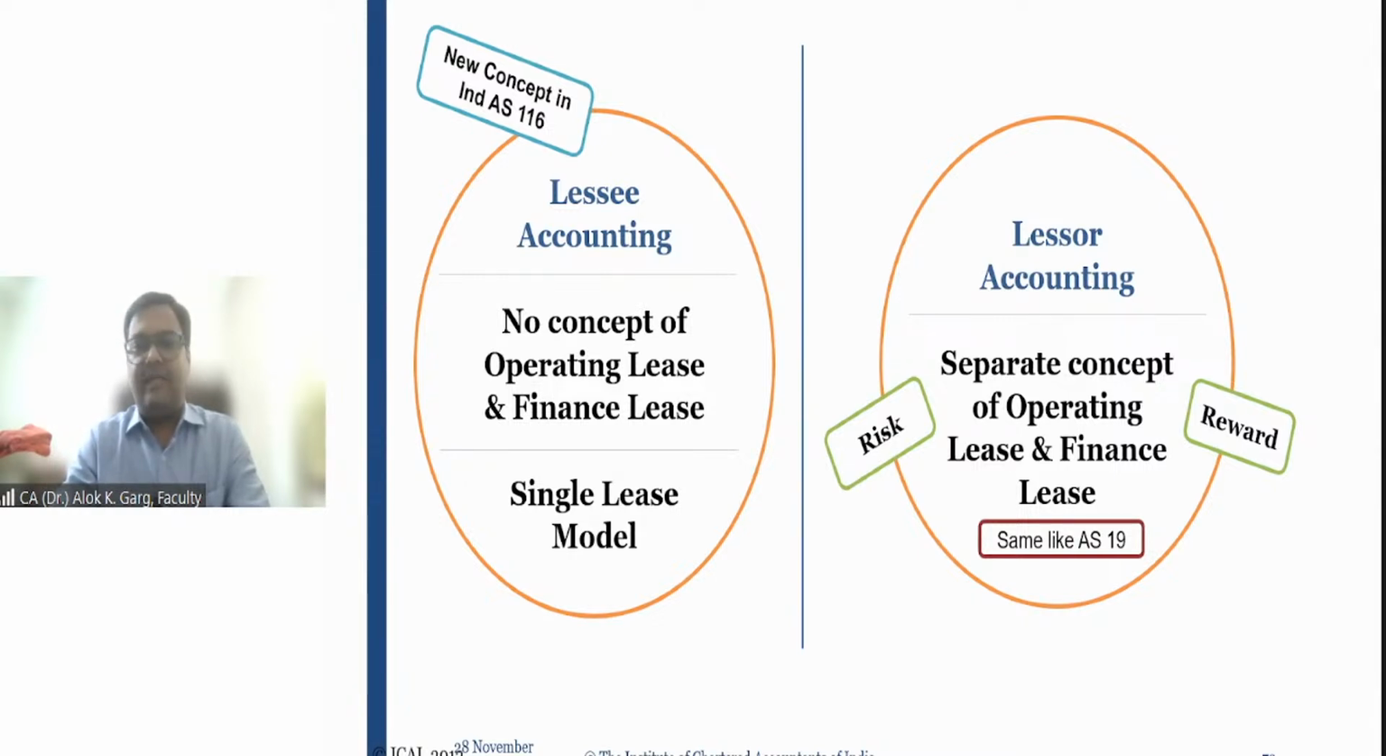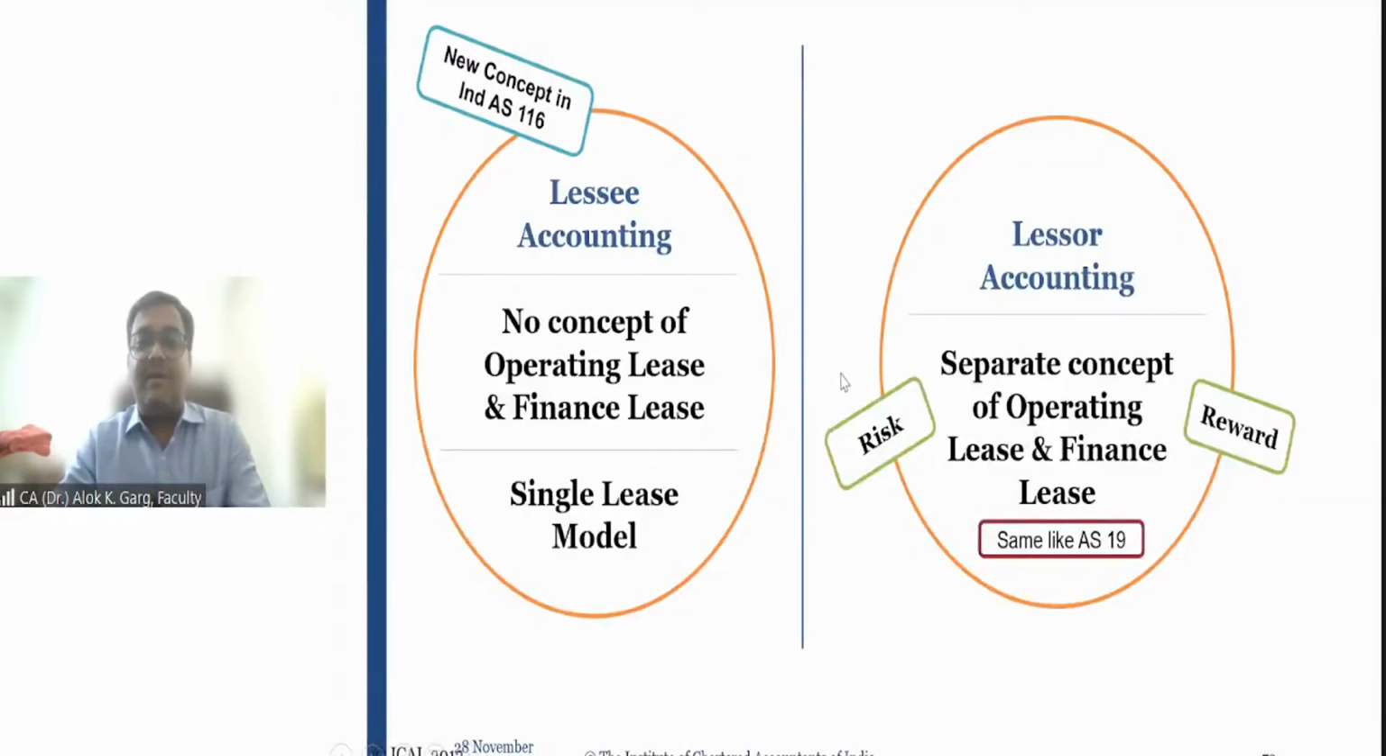Lessor has already recognized this car in its books of accounts, and lessee is also recognizing right of use asset in its books of accounts. How many of you are thinking that it is a double recognition of an asset? Yeah. Friends, it is not a double recognition of the asset.